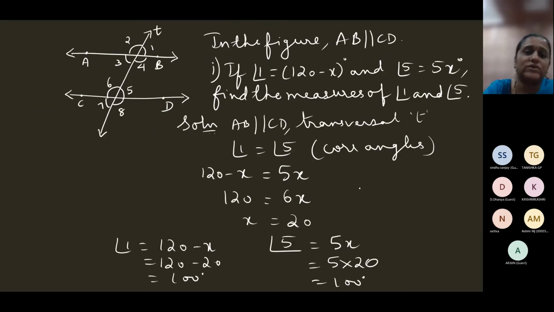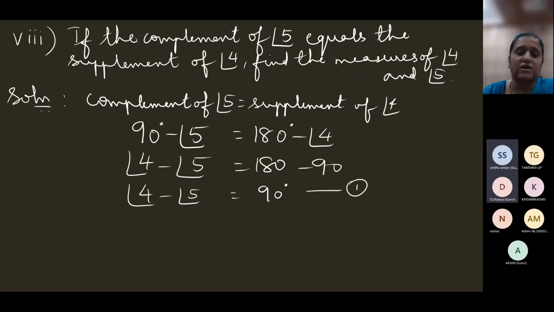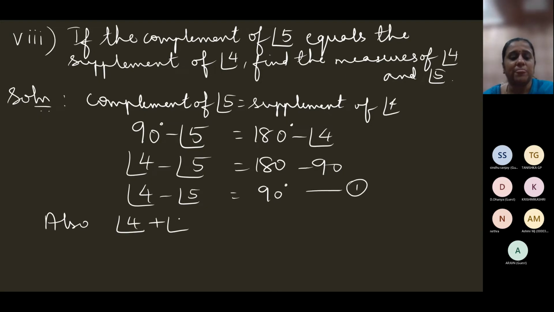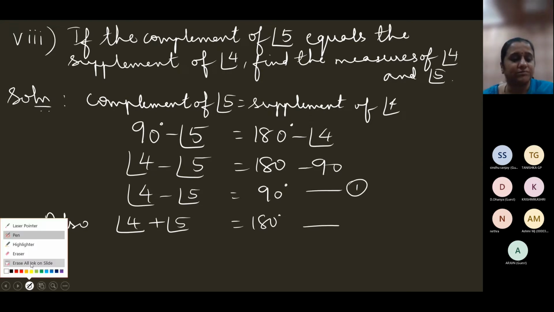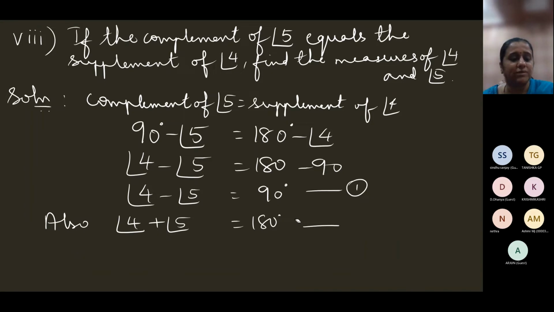Now you have to go back to the figure and find some other connection between angle 4 and angle 5. How are they related? Co-interior angles, ma'am. Add up to 180. Correct. Angle 4 plus angle 5 is equal to 180 because co-interior angles are supplementary. So that's equation 2. You need to solve equations 1 and 2.